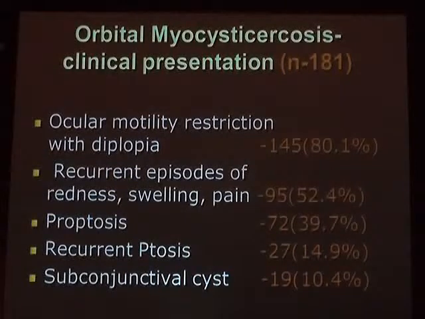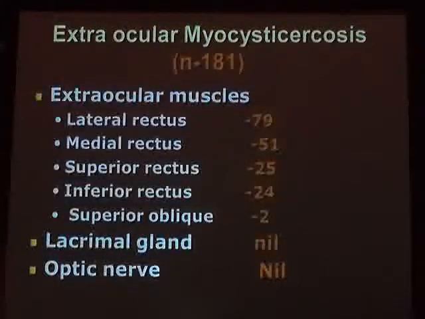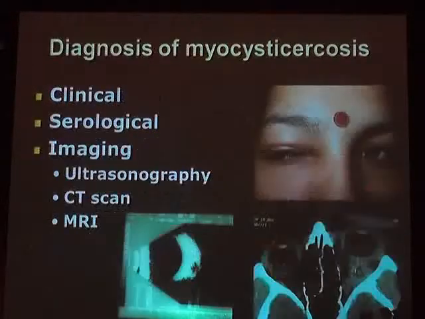Recurrent episodes of redness, swelling and pain are a fairly frequent presentation, and they must be a cause for thinking about cysticercosis. But presentation as a recurrent ptosis is something that really needs to be watched out for. The various muscles are involved in the myocysticercosis, but the lateral rectus is the one that is most commonly involved.